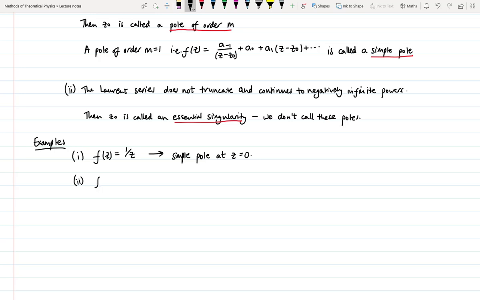Let's look at a second example. Let's consider our function is 1 over z minus 1 squared. Well, this function is singular when z equals 1, and in this case the most negative power in the Laurent series is again, as given, 1 over z minus 1 squared. So this is a pole of order 2 at the point z equals 1.